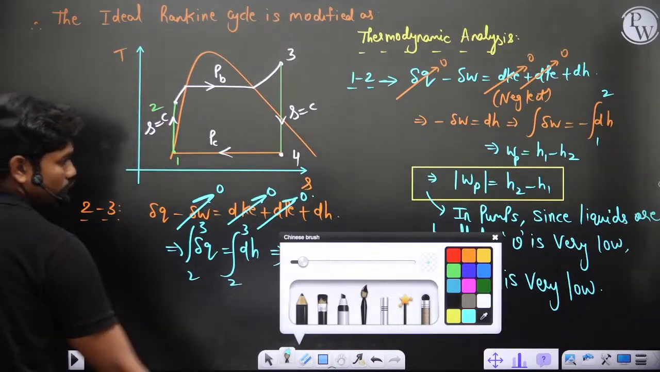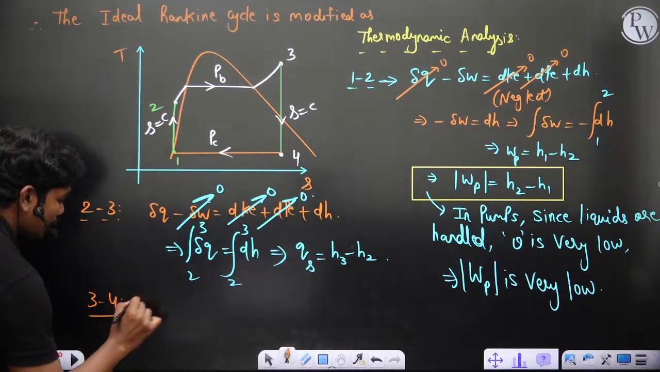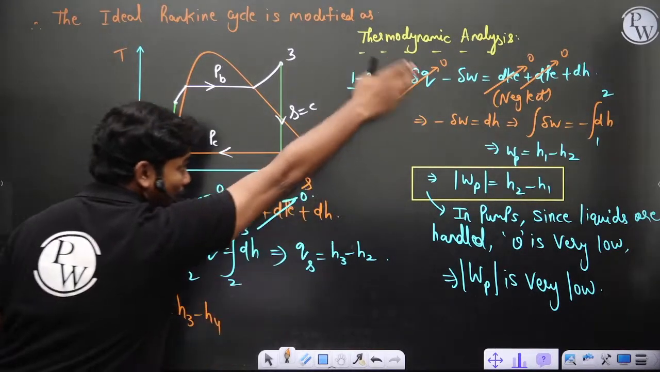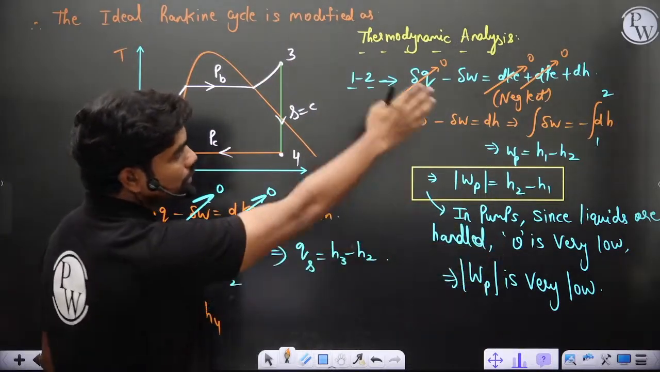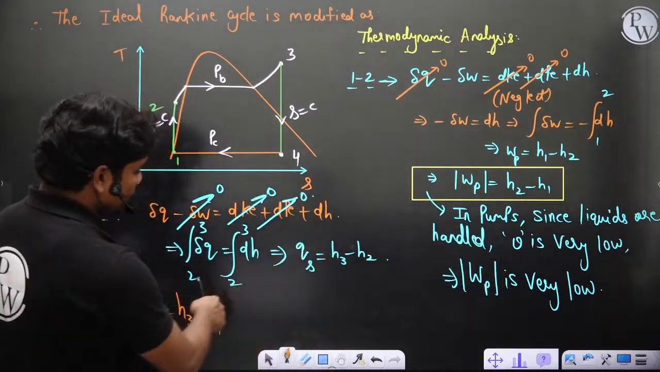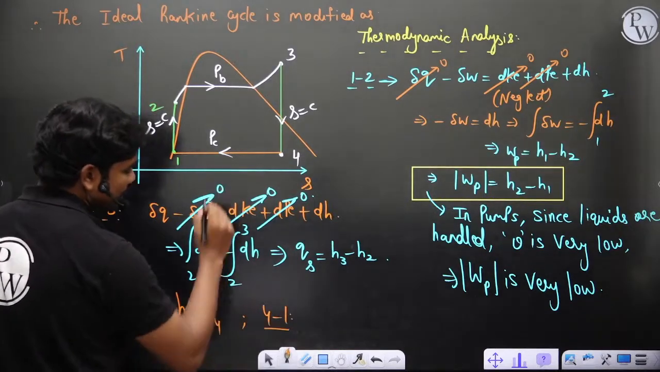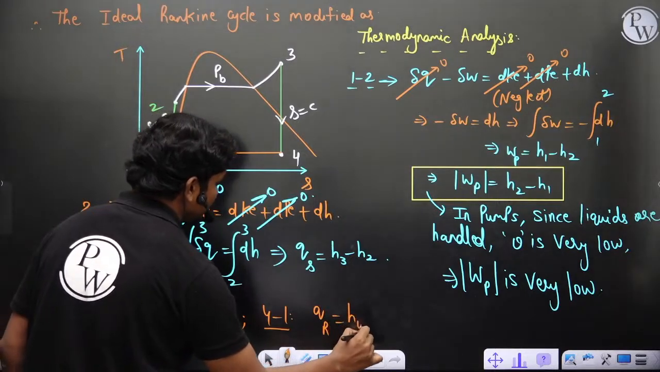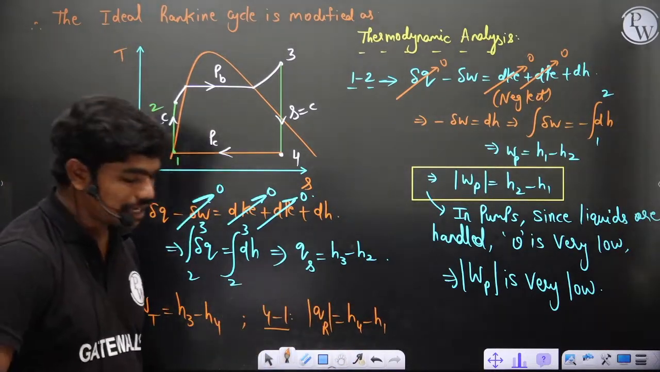Then 3 to 4, again same story as that. If you calculate the work interaction of the turbine, this is coming out to be H3 minus H4, because same logic, isentropic, because we'll insulate the turbines, we don't want heat to lose out. Kinetic and potential energies, if you neglect, this is what you get, H3 minus H4. And 4 to 1 is heat loss, again at constant pressure, so we know H4 minus H1 is the magnitude of the heat ejection. Okay, so these are the things that you have.